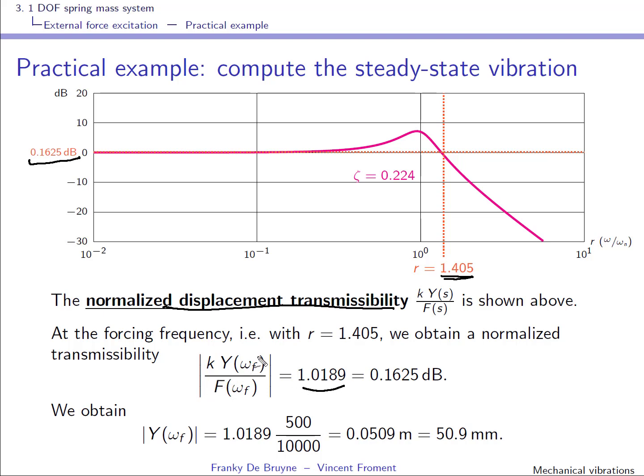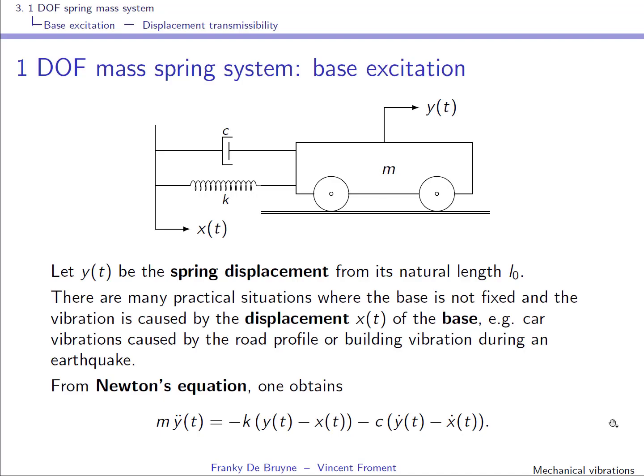We can now compute the magnitude of the displacement by multiplying by F divided by k, so 1.02, let's say, times the force, which has magnitude 500, divided by k, which is 10,000. This gives us a displacement magnitude of 50.9 millimeter. Well, now we'll consider a different case where we have base excitation.